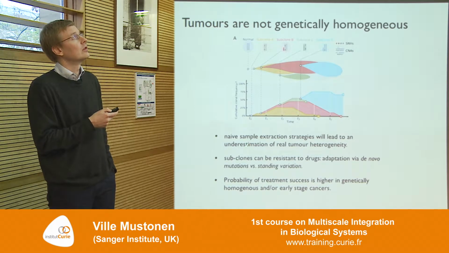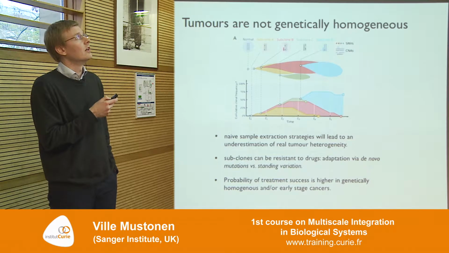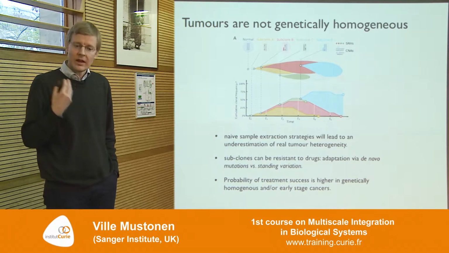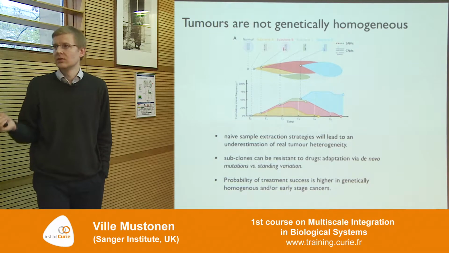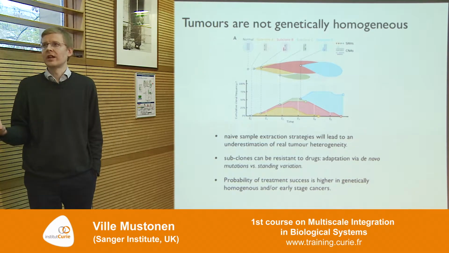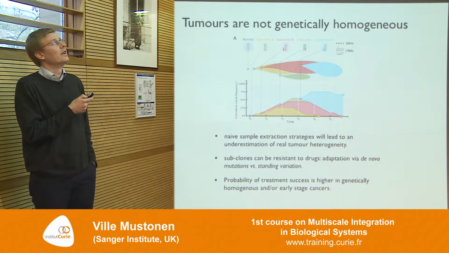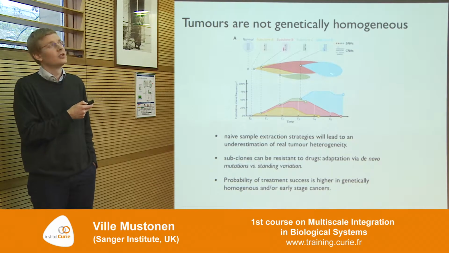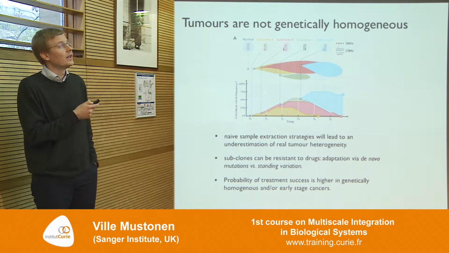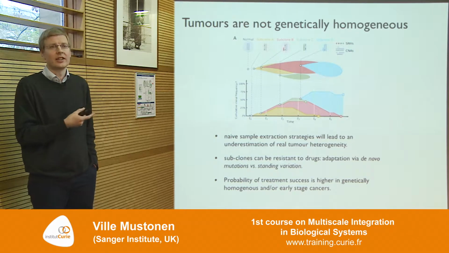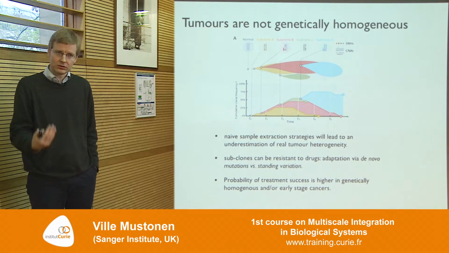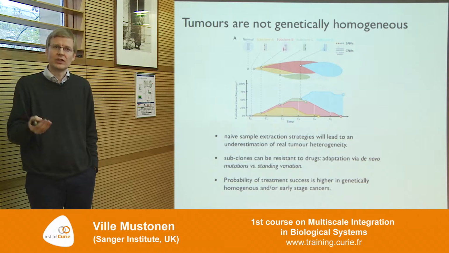I've shown you this picture already. There is a normal cell, somatic evolution takes place, and you accumulate aberrations. Big events, chromosomal aberrations, or somatic point mutations. Why this matters is because this heterogeneity can be fuel for drug resistance when the clinician is trying to treat the tumor.